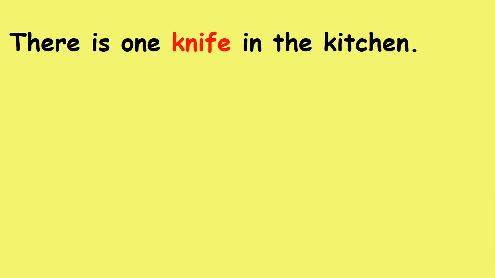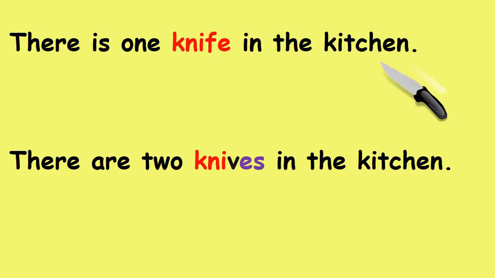Let us look at these sentences. There is one knife in the kitchen. There are two knives in the kitchen. Let us look at the singular form of the noun knife. It ends in FE. And therefore, when the noun ends in FE, we change the FE into a V and then add ES to make it plural. So knife becomes knives.